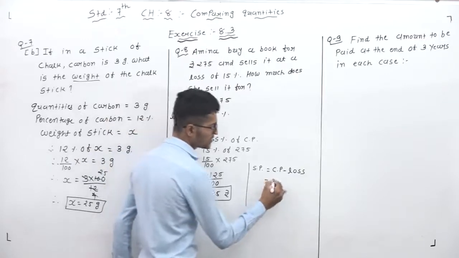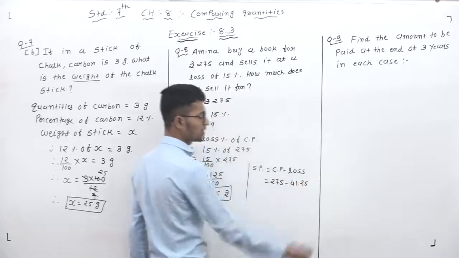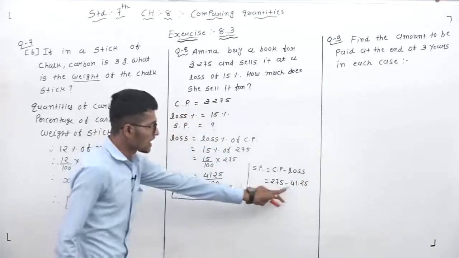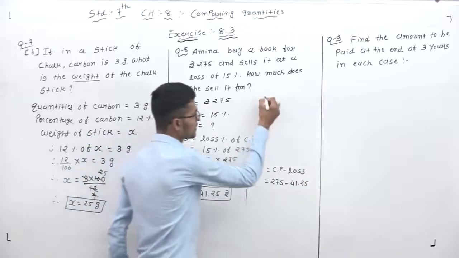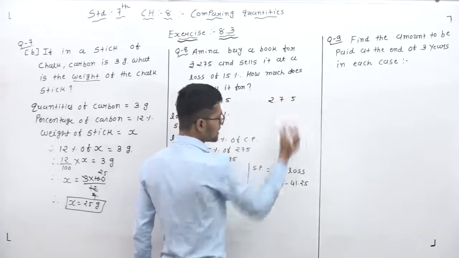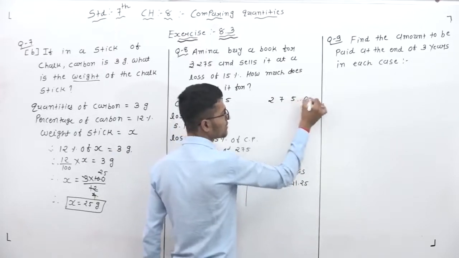So what is the CP? CP is 275 and loss is 41.25 rupees. Now subtract these two. So dear students, how to subtract these two? We will write it here. First of all, 2, 7, 5. Here a point is not given, but in this question a point is given. So put a point here and after it put two zeros.